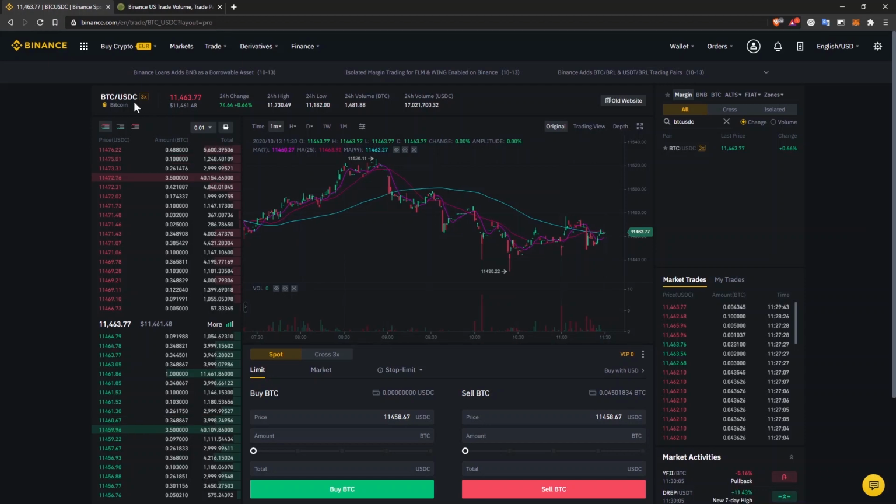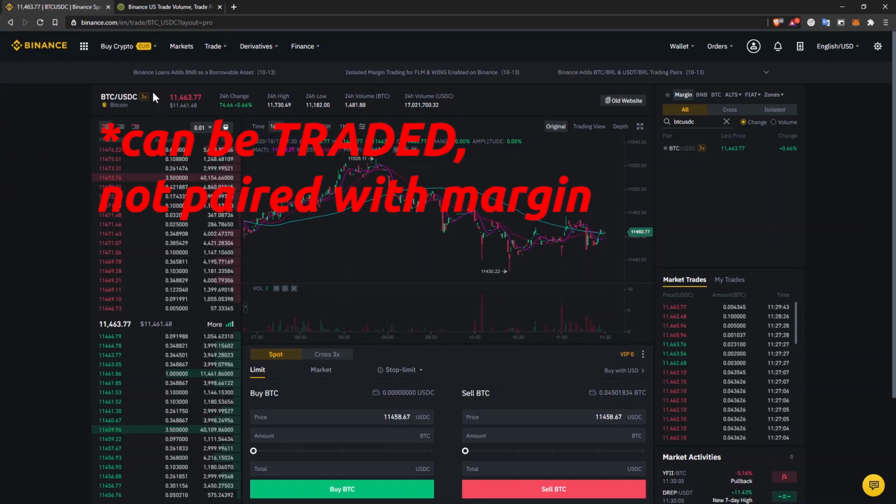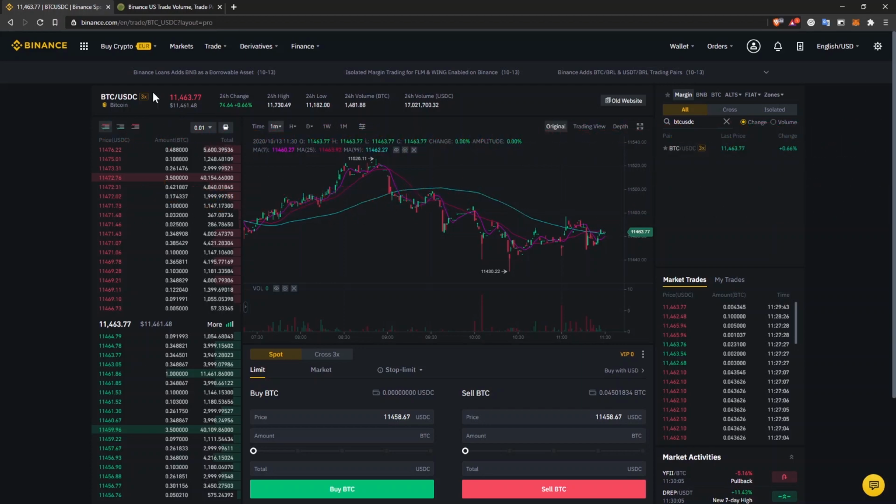This number right here, 3x, means that this trade can be paired with margin, but I'm not going to go into detail about margin. It basically means you are borrowing money from Binance, money you don't have, in order to gain more from your trading activity. But like I said, I don't recommend margin trading if you are a beginner and you don't even know how to use this platform.